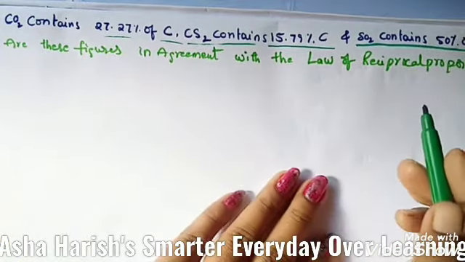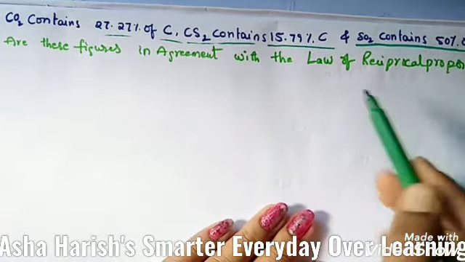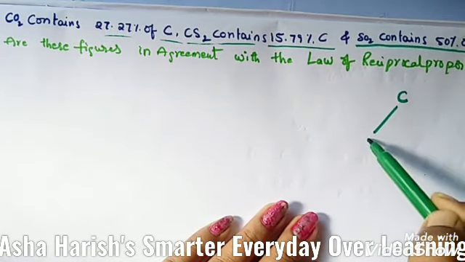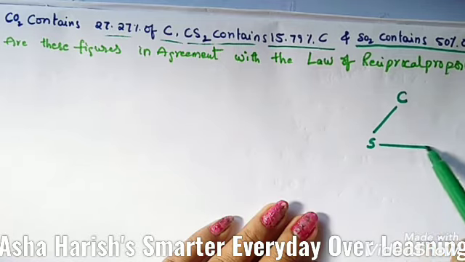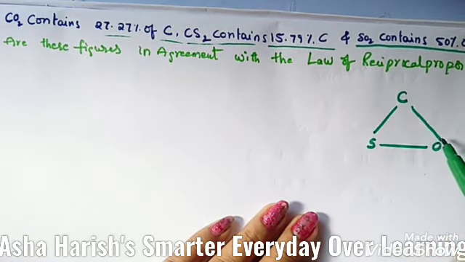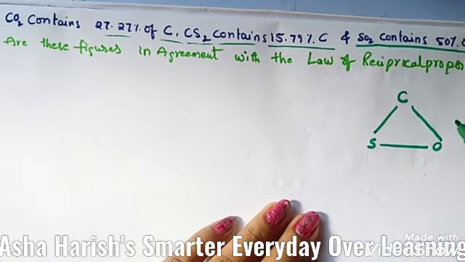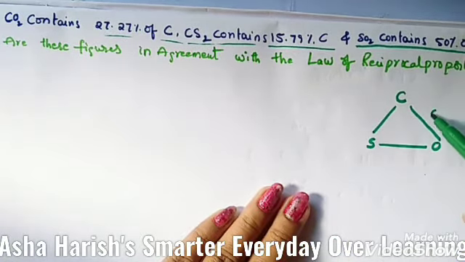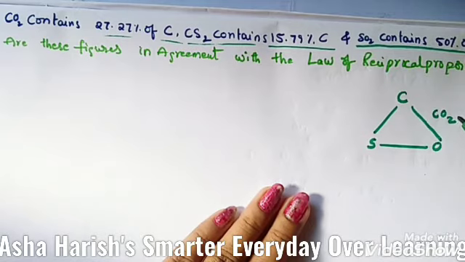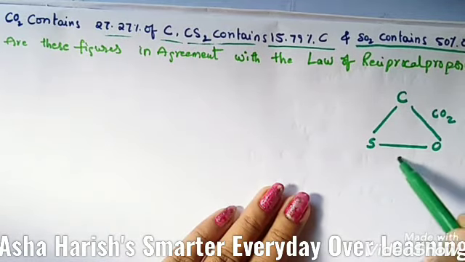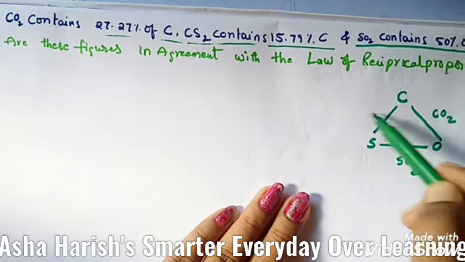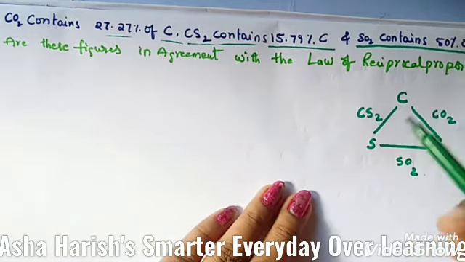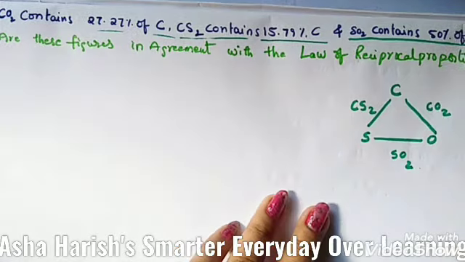First one, if you see the diagrammatic representation of this, what they have given, the three elements: carbon and sulfur, including with that oxygen. Now by the combination of carbon and oxygen, what is the compound that has been formed, students? That is CO2. And sulfur and oxygen form sulfur dioxide, and carbon and sulfur form carbon disulfide.